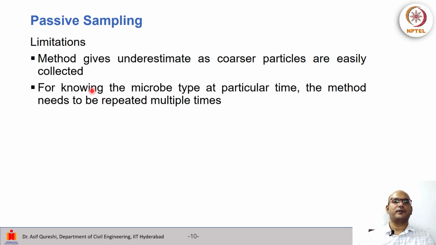So if we want to know the microbial characteristics of a particular time, we may have to repeat the method several times. So one time, another time, and then check all these observations and say, okay, these microbes, they may be present. Doing only once may not always give the perfect answer in one go.